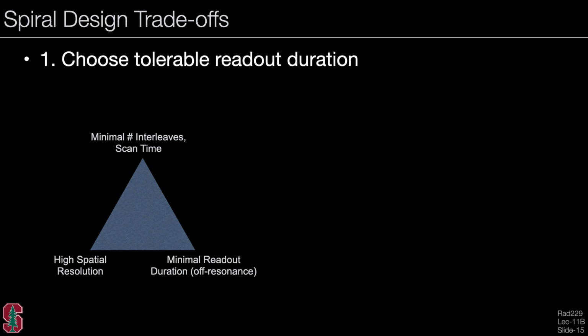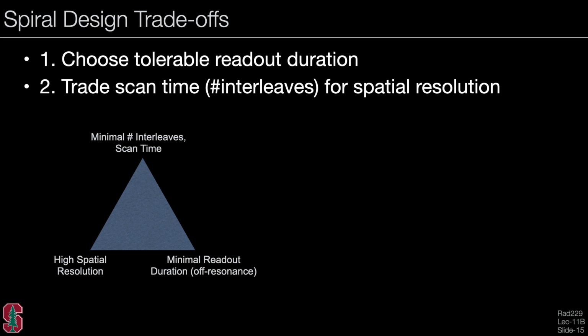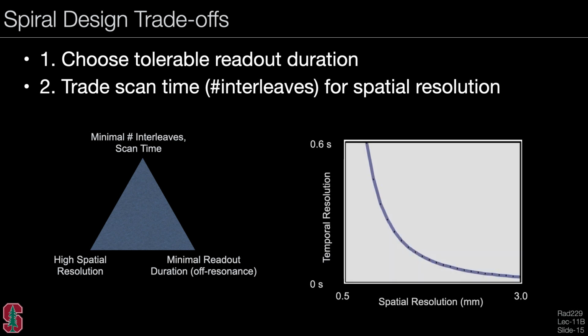First we can choose a tolerable readout duration for off-resonance, and then we can trade scan time, which is related to the number of interleaves, for spatial resolution. So this is one approach. Here is an example. We've plotted spatial resolution as a function of temporal resolution, which can be considered the scan time or frame rate. As we want to go to a lower temporal resolution, which means a faster scan, then we have to go to a lower spatial resolution, or more coarse spatial resolution.